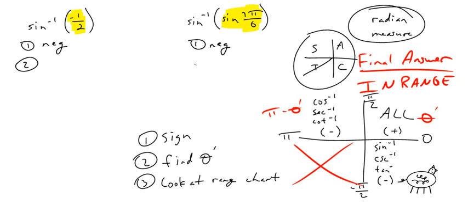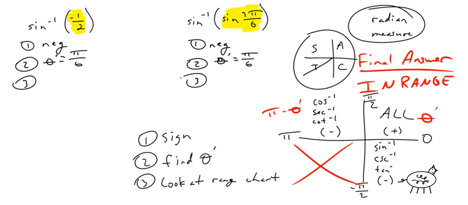Okay, second step, find theta prime. For the first problem, that's a little more challenging because you have to say sine of what is 1/2. I don't even care that it's negative 1/2. It's a reference angle. So I just want to say sine of what is 1/2. Oh, that's pi over 6. So the reference angle is pi over 6. The second one is easy because you look real close and you go, oh, 7 pi over 6. The reference angle is pi over 6.